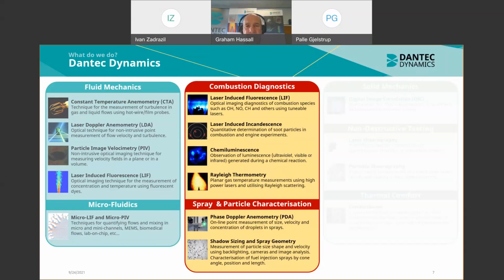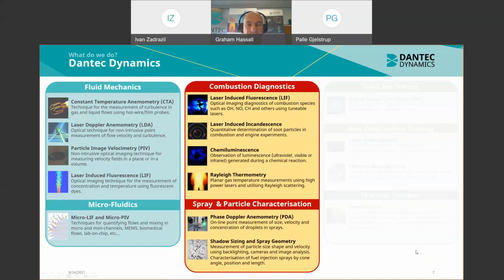Chemiluminescence occurs in some chemical reactions where electromagnetic radiation is emitted in the ultraviolet, visible, or infrared, which can be observed to give information about the reaction process. The equipment required is the same as for LIF, with the exception of no laser being required. Rayleigh scattering is a planar gas temperature measuring technique which uses high-powered lasers to generate Rayleigh scattering.